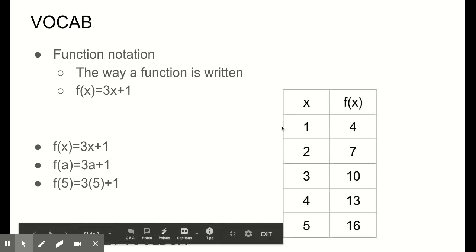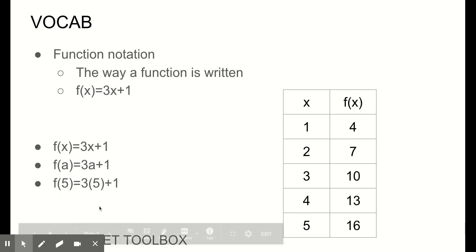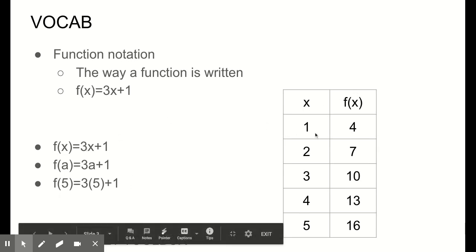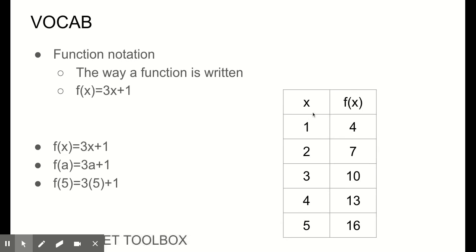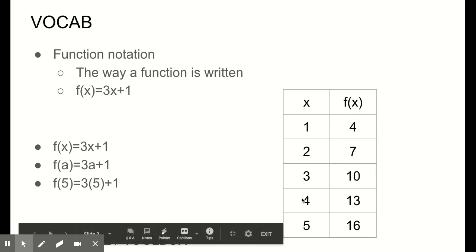So again, here's a table of values to represent this function over here. We saw this on the previous slide. When x is 1, f of 1 will equal 4. When x is 2, f of 2 will equal 7. When x is 3, f of 3 will equal 10. When x is 4, f of 4 will equal 13. When x is 5, f of 5 will equal 16. So that's how we can read from the table of values given our input and our output values.